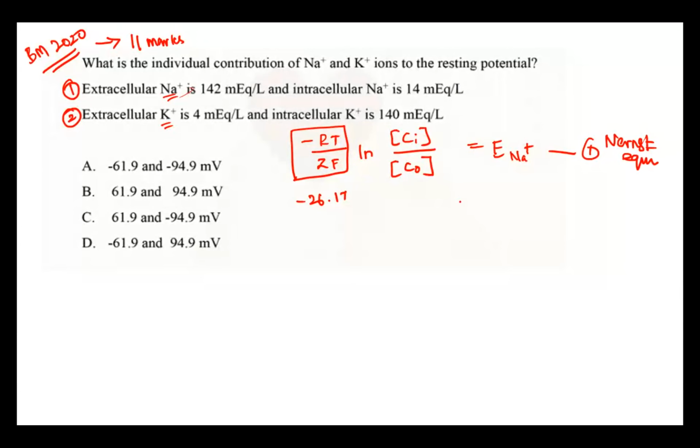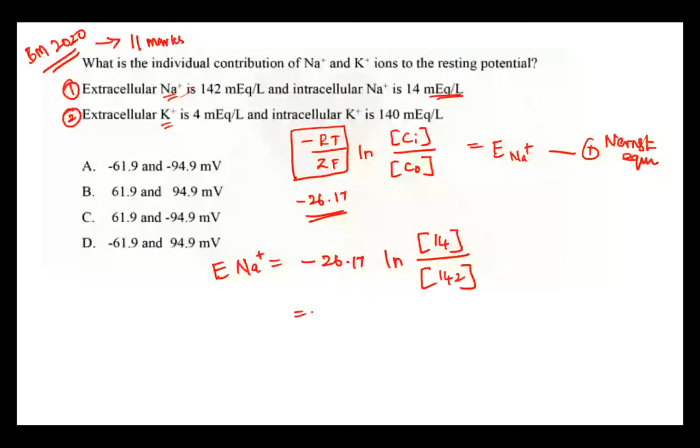Just substitute it and find the answer. Okay, so this is the value which I know already. For Na plus, the membrane potential is nothing but minus 26.17 ln of what is intracellular? What is intracellular? 14. These units you can leave. So it's millimolar or milliequivalents per liter. So we have 14 as intracellular, and outside the cell is 142.